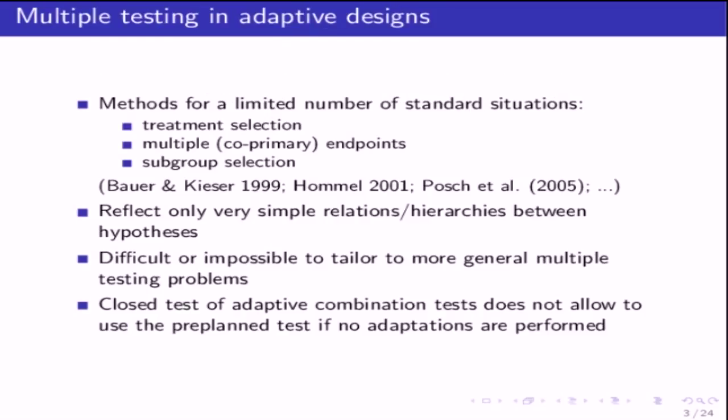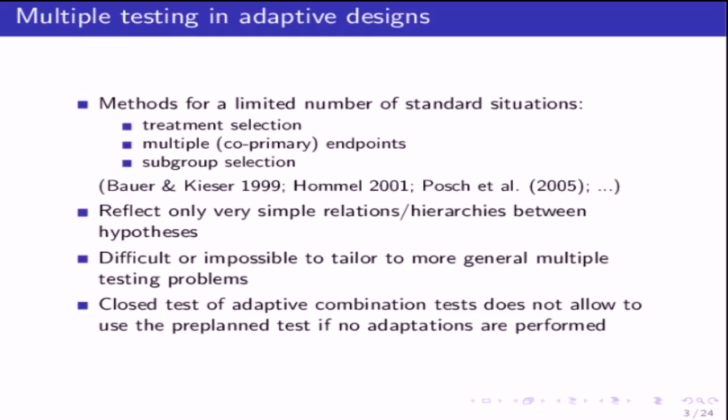What about multiple testing in adaptive designs? There are also many publications, but interestingly, methods have been suggested for a limited number of standard situations. So we have many publications on many-to-one comparisons with treatment selection, for multiple co-primary endpoints, or for subgroup selection. But for the mix of primary, secondary, and more treatment groups, there's still a lack. These papers only reflect very simple relations between hypotheses, and it's quite difficult or almost impossible to tailor them to more general multiple testing procedures.